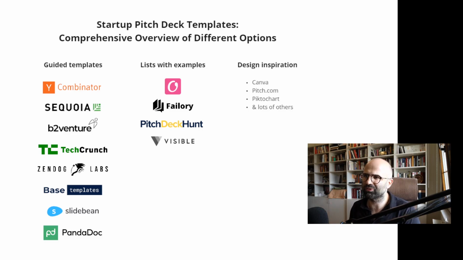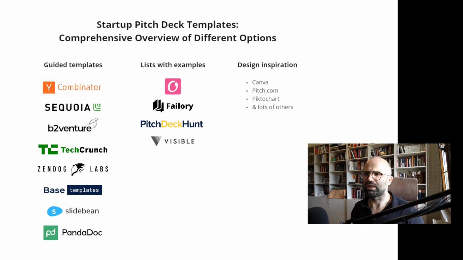In terms of lists with examples, you have 4 primary players. I think the major ones are actually just 3. The first one is OpenVC. The second one is Failery, and the third one is PitchDeckHunt. PitchDeckHunt is again a company of Max. So Base Template and PitchDeckHunt are the same owner. He is a pretty prolific business owner and entrepreneur. I appreciate him, and I have respect for how much he gets done. So he has a list of templates too. And then there is Visible VC that we'll also have a very quick look at.